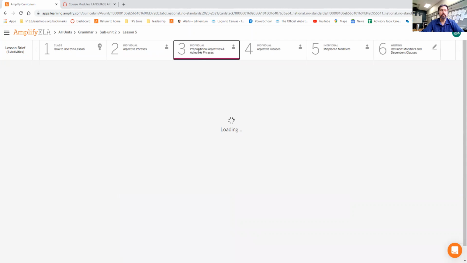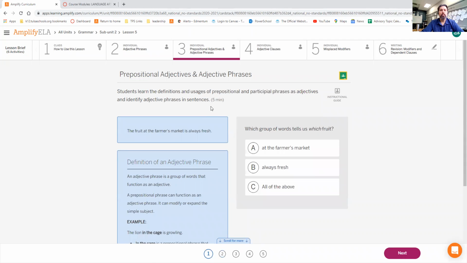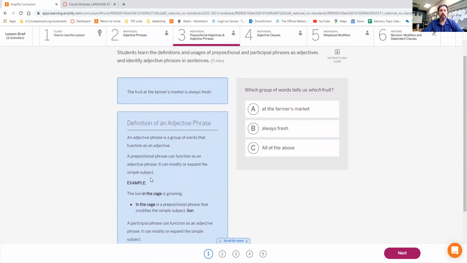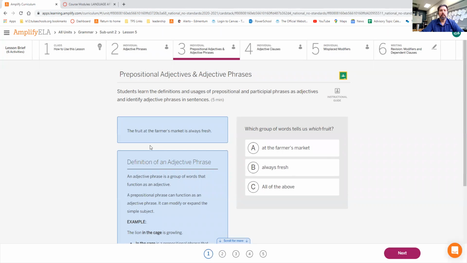I'm going to go to number 3. Prepositional adjectives and adjective phrases. A prepositional adjective is going to have a word like in or to or from or about, okay? So let's look at this first one. Which fruit is being described in the sentence? The fruit at the farmer's market is always fresh. Which fruit? The fruit at the farmer's market.